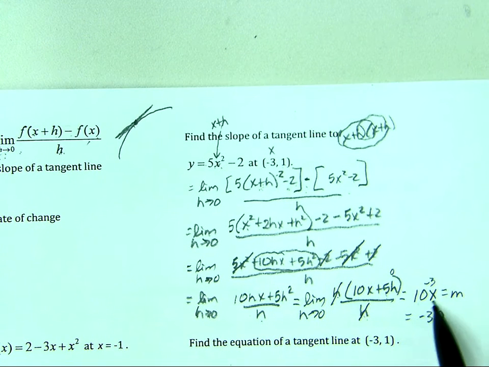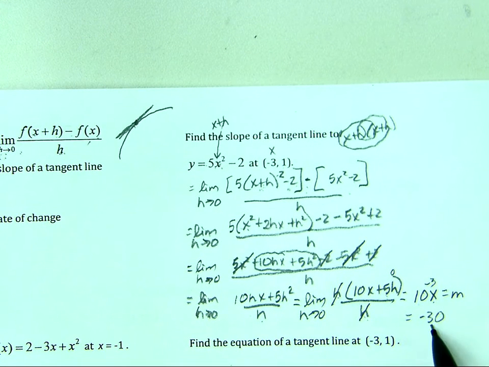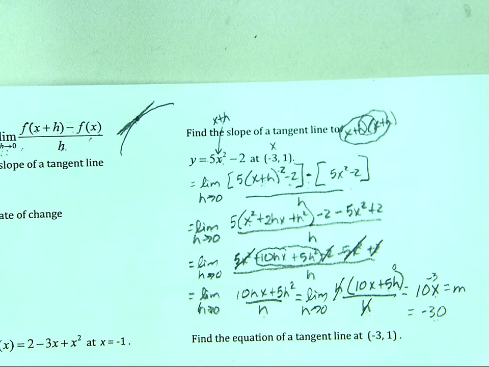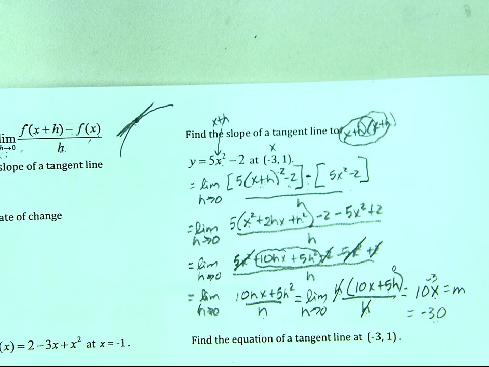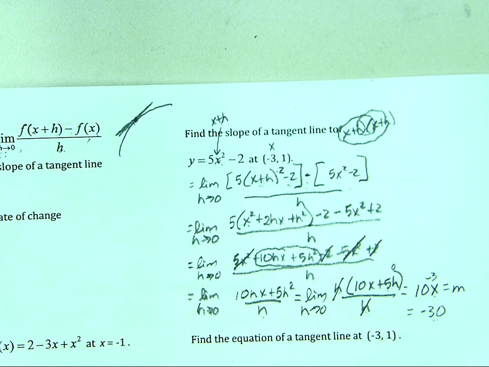So this would be our slope equation. Slope equals 10x. And when we plug in negative 3, we get negative 30. That's the slope of a tangent line.